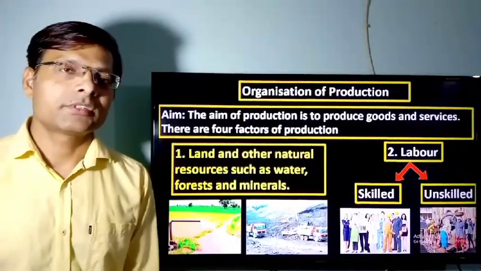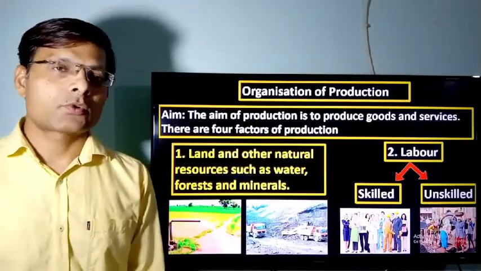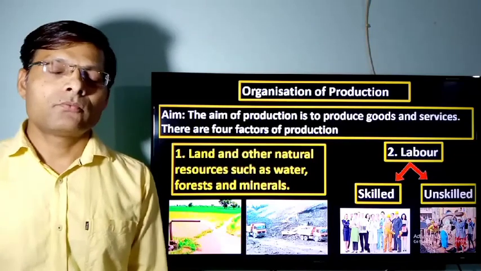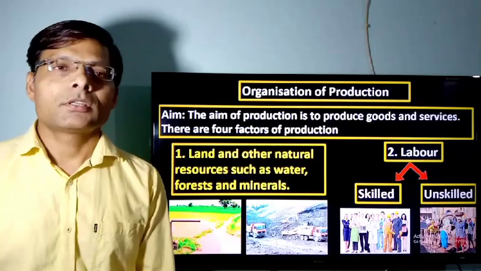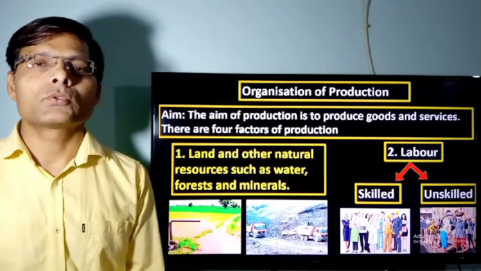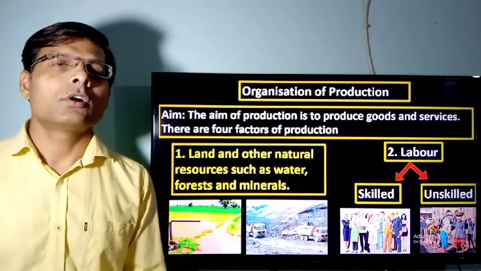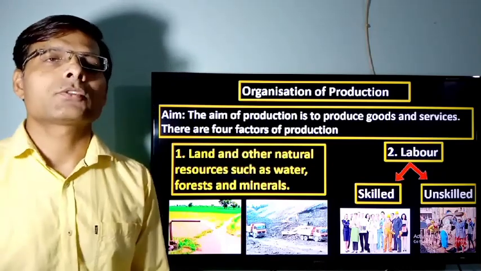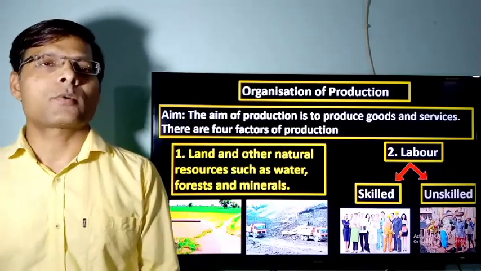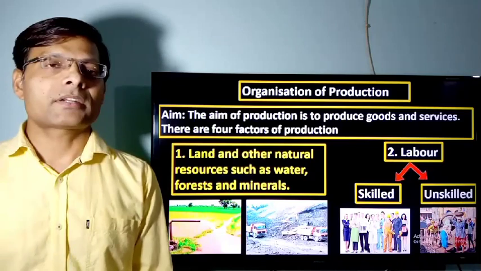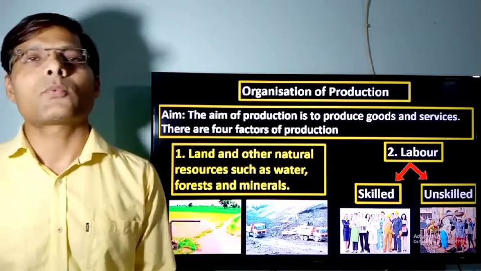Now we are going to discuss the organization of production. So what is production? In production, we are producing some goods or services. The aim of production is to produce goods and services. For the production of any good or service, we require factors of production. We are going to discuss the main factors which are required for the organization of any production process.